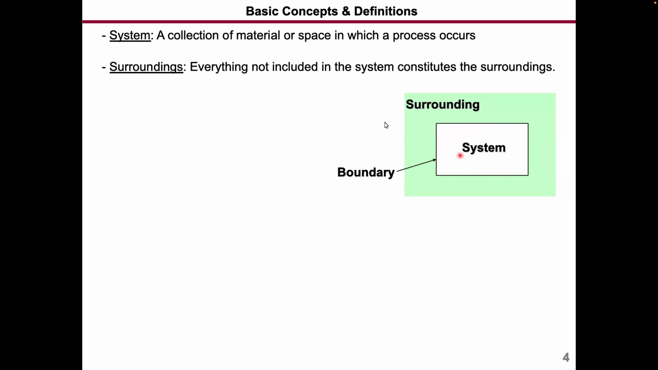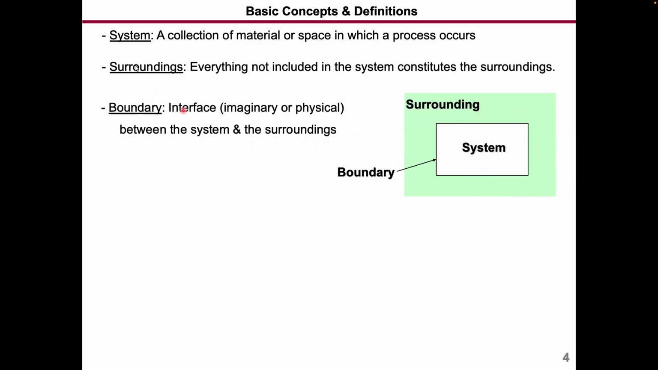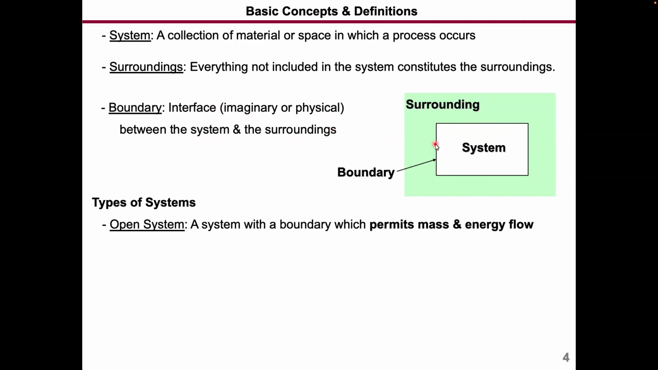Now, once we define the system, you can define the surroundings as everything not included in the system. Basically, everything else surrounding the particular system that you selected at the beginning, okay? And between system and surroundings, you can see there is a boundary, right? Like I mentioned, the boundary serves as the interface between the system and the surroundings, and this could be imaginary or physical, right? We will give you some examples in a moment, so bear with me.